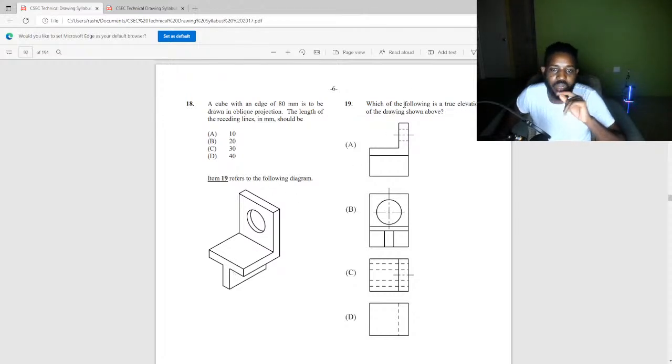All right. Number 19, which of the following is a true elevation of the drawing shown above? So what would be a true elevation of this would be, let me think about it. It has to be A, because this is the circle, and it shows that this is a circle, that you have the center line to show that it's a circle. It can't be C. It can't be B either, because this part over here for B is closed, but over here it's opened. So yeah, the answer is A, it has to be A.